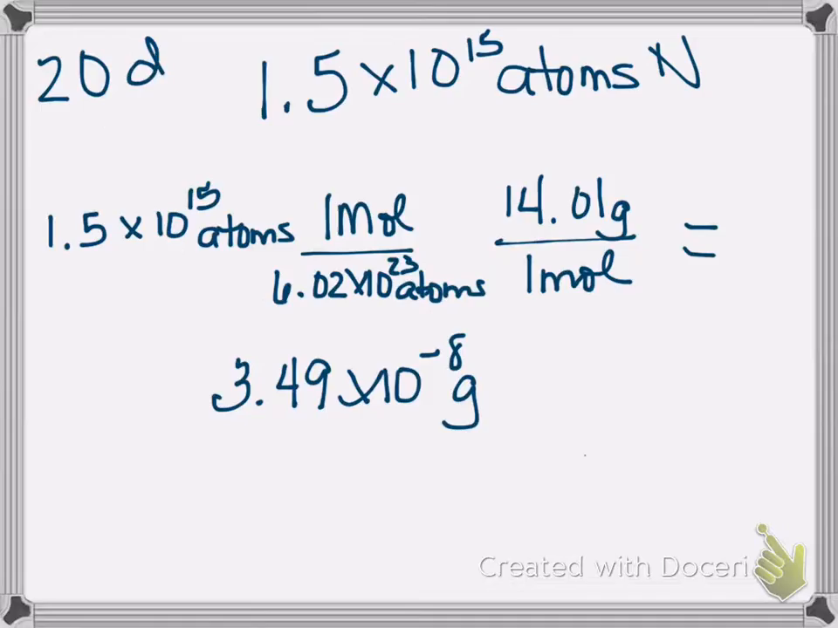All right, 20D. These were a lot of problems. Okay, 20D gives you 1.5 times 10 to the 15th atoms of nitrogen. So 1.5 times 10 to the 15th atoms times 1 mole over 6.02 times 10 to the 23rd atoms. Let's cross out atoms. 14.01 grams, the molecular weight of nitrogen, over 1 mole. Cross out moles. We're left with grams. So we have 3.49 times 10 to the negative 8 grams as your final answer.